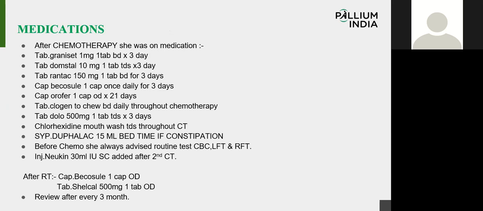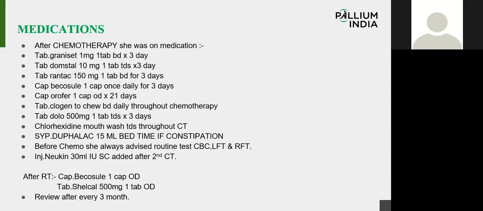Medication: after each chemotherapy, she was advised tablet Granicet 1 mg, 1 tablet for 3 days, tablet Domstal 10 mg, 1 tablet TDS for 3 days, tablet Rantac 150 mg, 1 tablet BD for 3 days, capsule Becosules 1 capsule daily for 3 days, capsule Oro 1 capsule for 21 days, tablet Clopidogrel BD daily throughout the chemotherapy, tablet Dolo 500 mg, 1 tablet TDS for 3 days, chlorhexidine mouthwash TDS throughout the chemotherapy, syrup Duphalac 15 ml at bedtime.